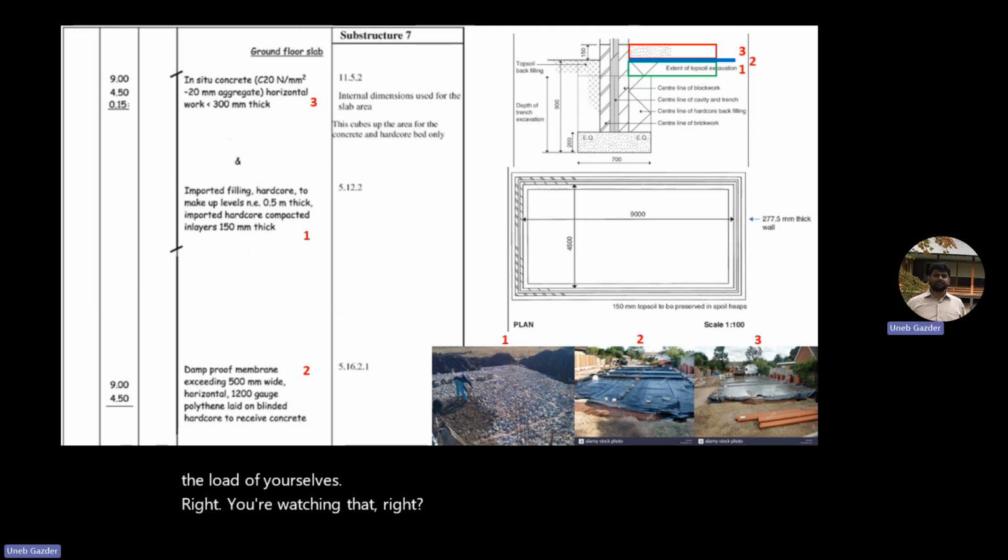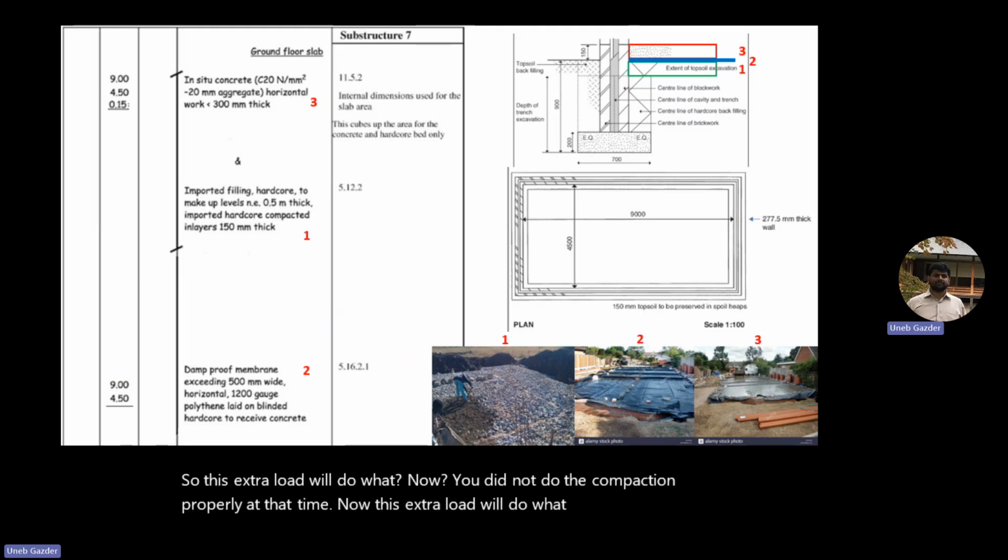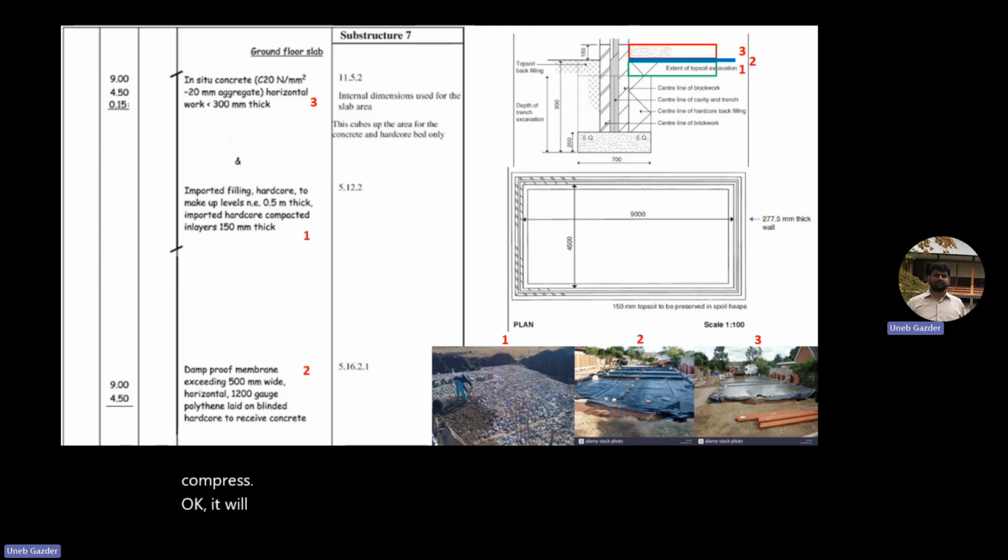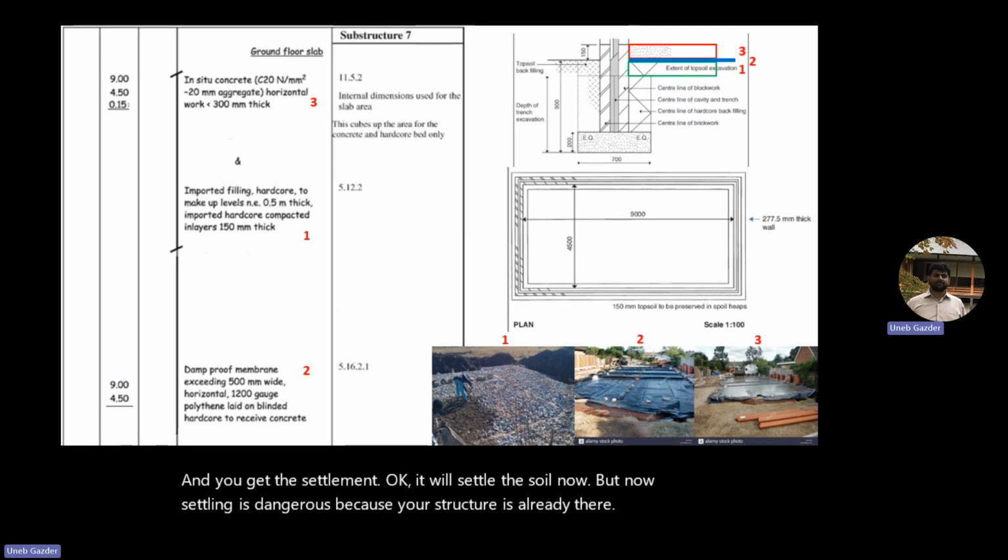So this extra load will do what? Now you did not do the compaction properly at that time. Now this extra load will further compress it. It will cause what they call a settlement. It will settle the soil now. But settling is dangerous because your structure is already there. You want it to remain straight and stable, so we cannot allow this.